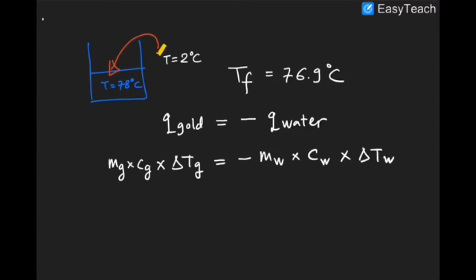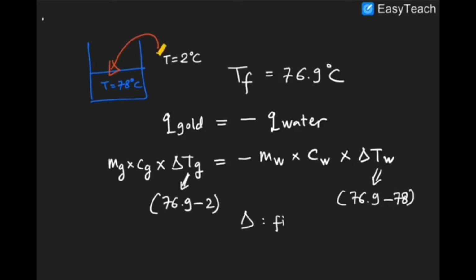Now, the ΔT for the gold will be the final minus initial, so 76.9 minus 2, while the ΔT for water will also be final minus initial, which is 76.9 minus 78. So again, delta is a symbol for subtraction between the final value minus the initial value.